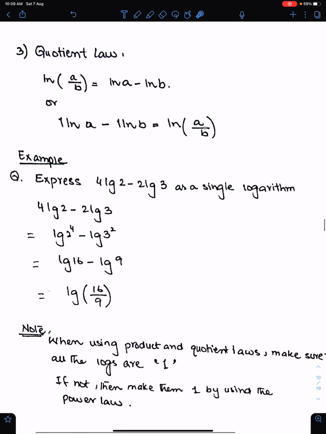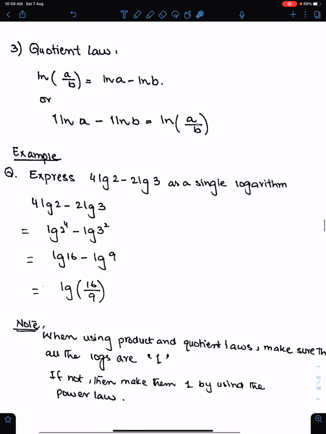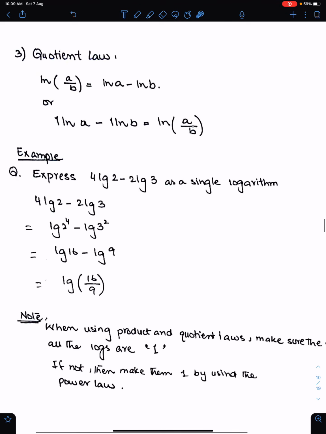Quotient law. We use the quotient law when two functions divide, like this. So we can distribute log to both the functions in this way: ln a minus ln b. We must put a negative sign between the logs. And the reverse is also possible if the coefficients of all the logs are 1 and there is a negative sign. So we can express these two logs as a single log in this way, ln a upon b.